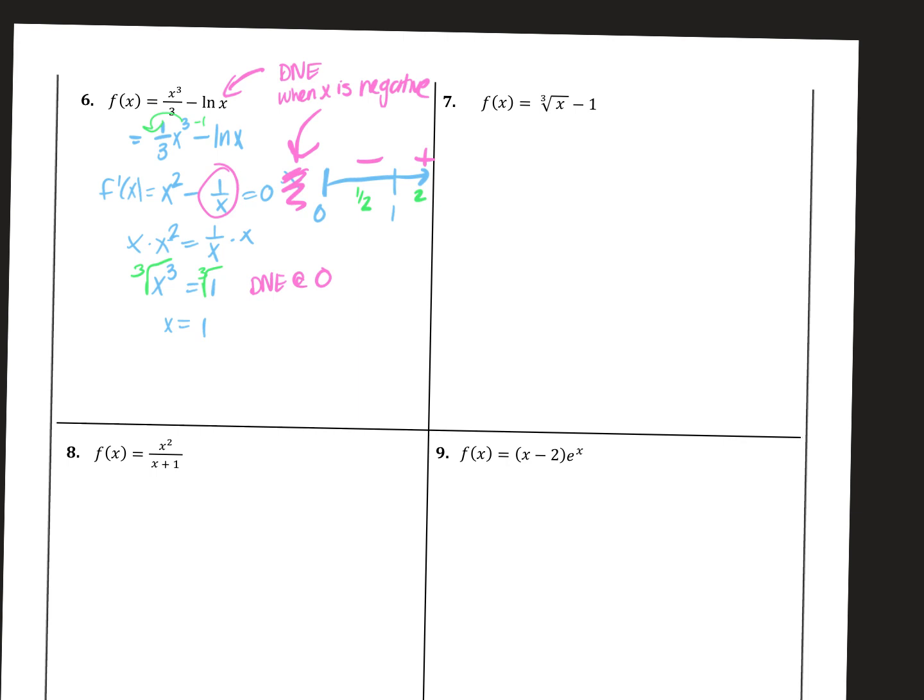Okay, so let's determine. Yes, it doesn't exist at 0. That is correct. So I just had 0 as a critical number. Yes, that's right. That's the only critical number I had. Yes, I had 0. I was right. Yes, and did you get it increasing on both sides? Yeah. Yes, you should have.